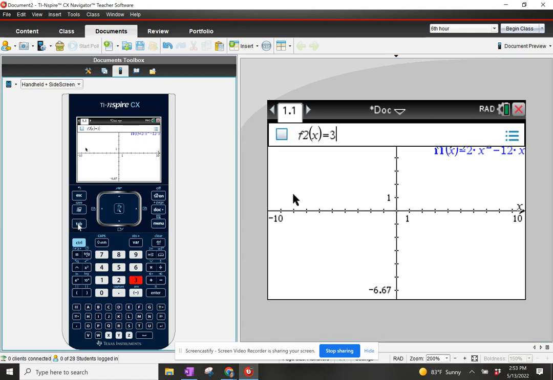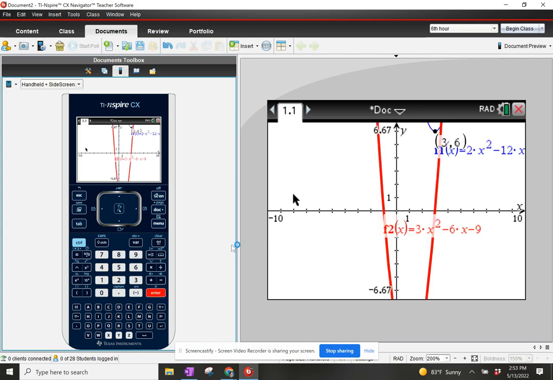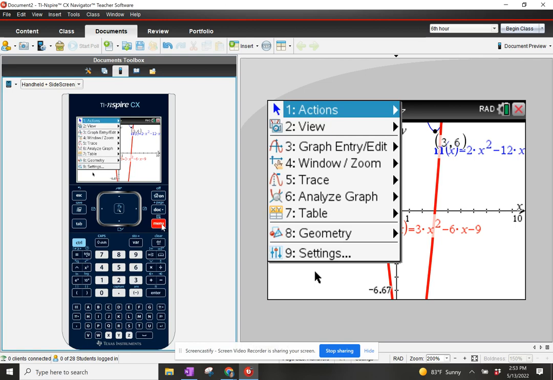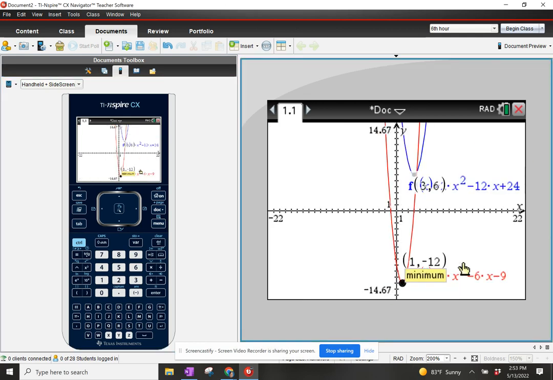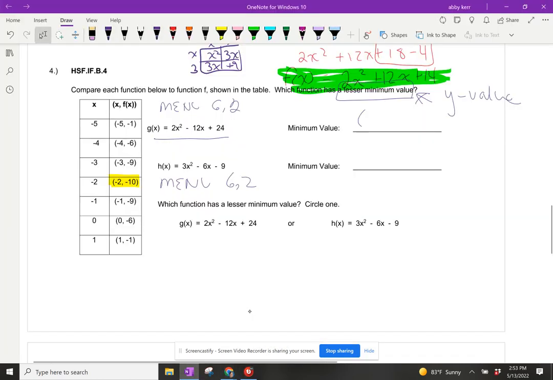And then h of x is 3x squared minus 6x minus 9. So you can clearly tell that the red equation is going to be a smaller y because it's all the way on the bottom. But we need to know that point. So then that is 1, -12. So this one is 3 comma 6. This one is 1 comma -12. So which one is smaller, the 6 or the -12? So then it's -12. So h of x is the winner.